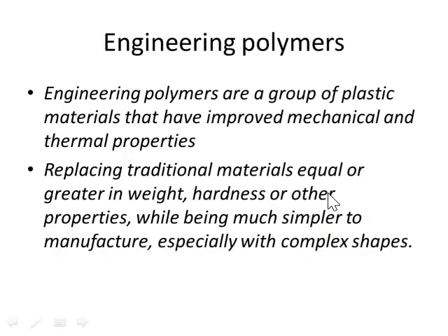The next topic is engineering polymers. Engineering polymers are very simple. This is a group of plastic materials that have improved mechanical and thermal properties. For example, wood is a kind of fiber, it is not a kind of polymer. If you use wood, it has more weight and more density, but it doesn't have that much mechanical and thermal property.